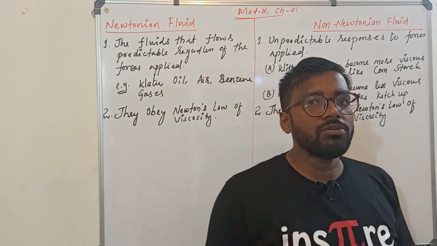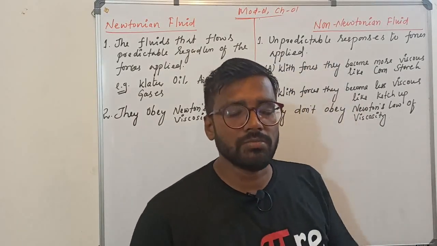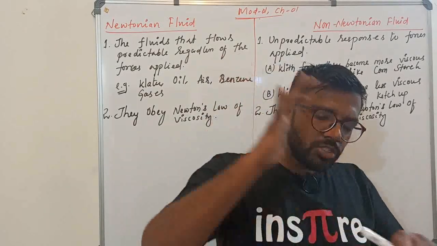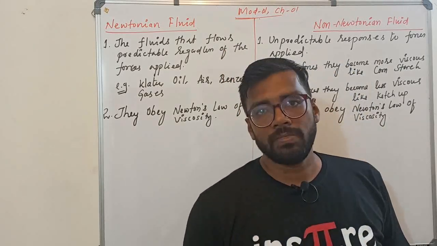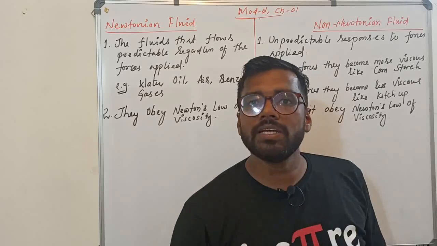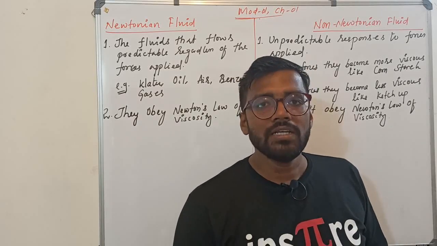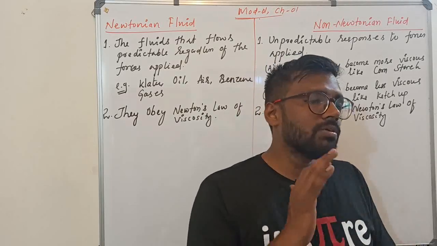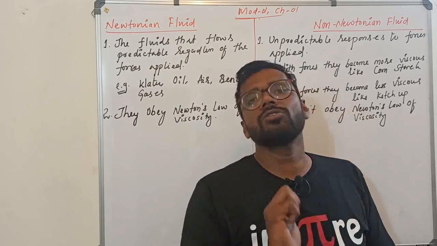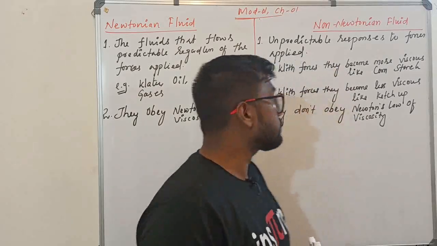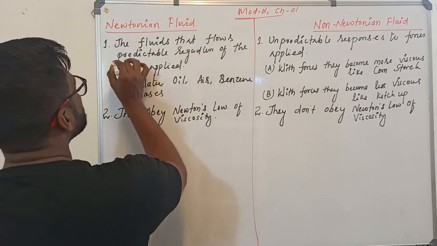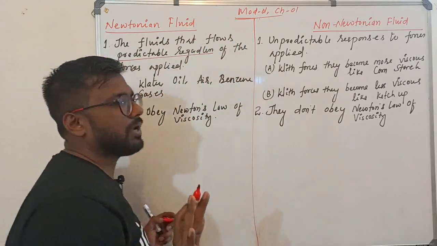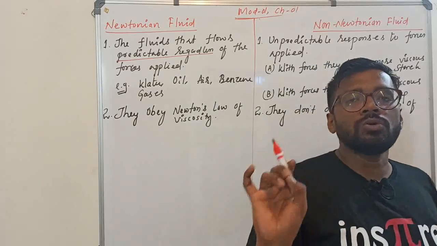But think about your ketchup. Your ketchup bottle, unless you apply force to it, your ketchup won't come. That means something is happening inside, right? That's why the ketchup is not coming unless you apply the force. So the fluid that flows predictably regardless of the forces applied, we call it Newtonian fluid.